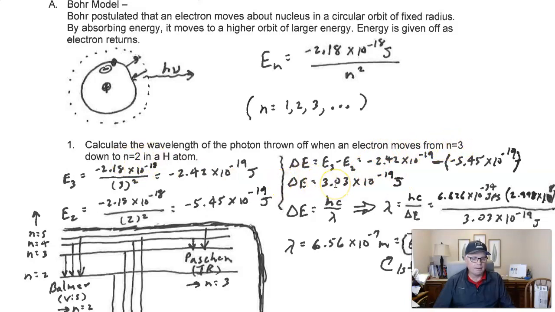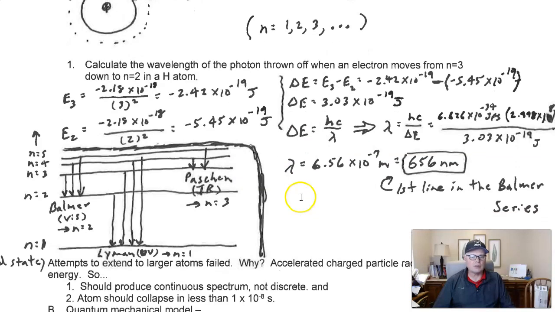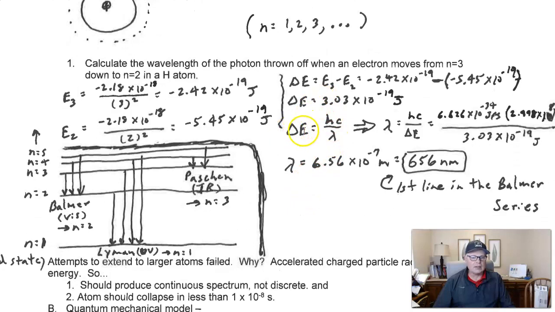How am I going to figure out the wavelength of the photon thrown off? I know that delta E here is equal to the energy of the photon, and that's equal to hc over lambda, where lambda is the wavelength of your photon. I could solve this for lambda: multiply both sides by lambda, divide by delta E, and rearrange, and I get this equation. Now I just plug the numbers in. So I've got 6.626 times 10 to the minus 34 joule seconds times 2.998 times 10 to the 8th meters per second, divided by 3.03 times 10 to the minus 19 joules.